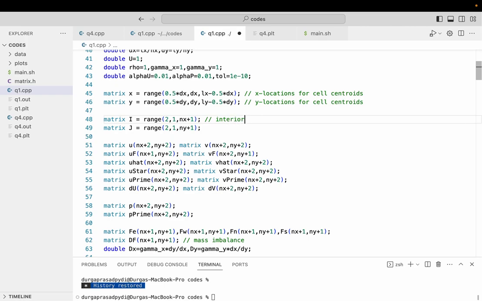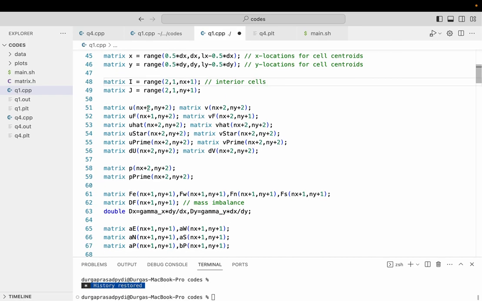Previously I was storing nx plus 1 by ny plus 2. But now since u is also stored at the cell centers, I am just taking nx plus 2 times ny plus 2, which includes the left, right, top, and bottom boundaries also, for u and v. And these are my face velocities. I am storing these because you have to do that momentum interpolation, and these are the values that you will use in your mass imbalance calculation. So I am storing those separately.